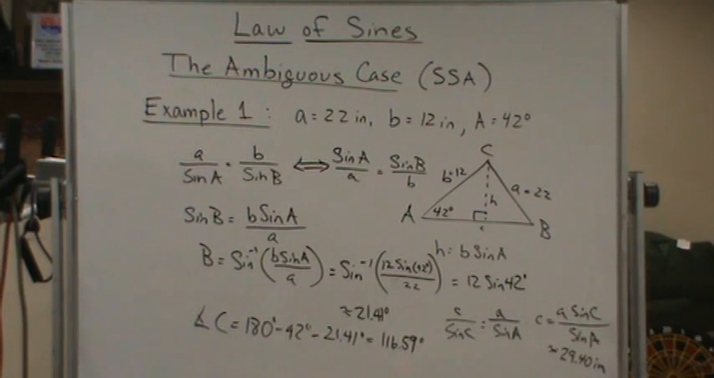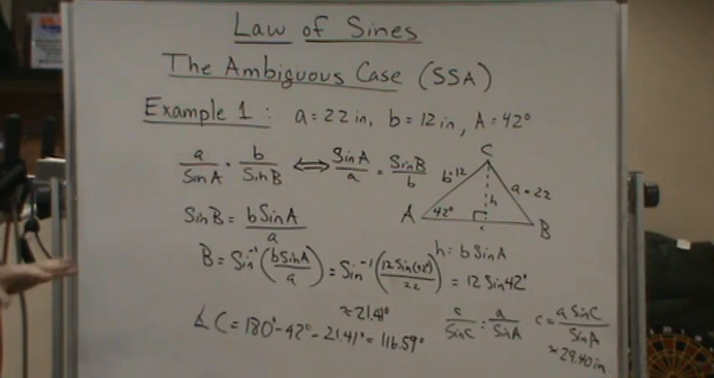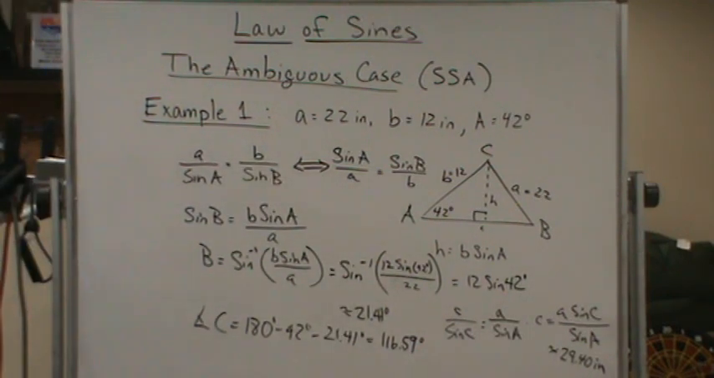Now, just so you know, whenever you're solving for an unknown, choose the form, either this one or this one, the reciprocal form, where the unknown is in the numerator. It makes it easier to solve.